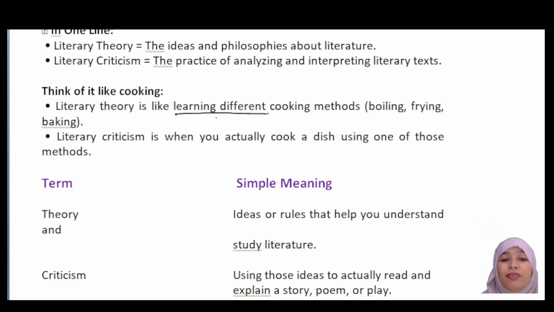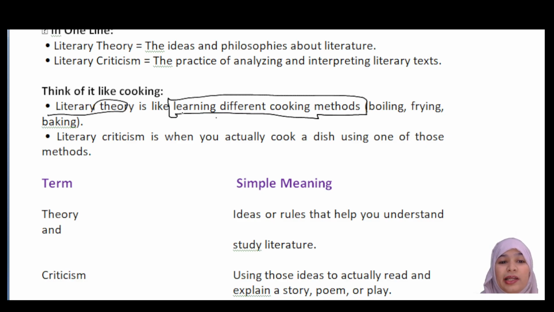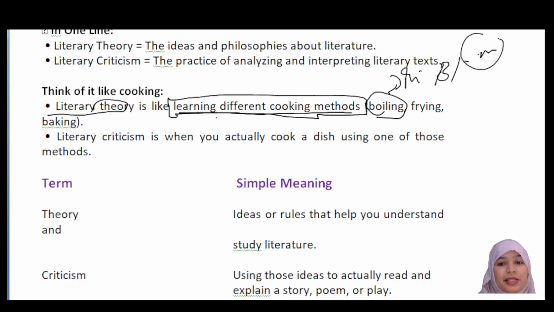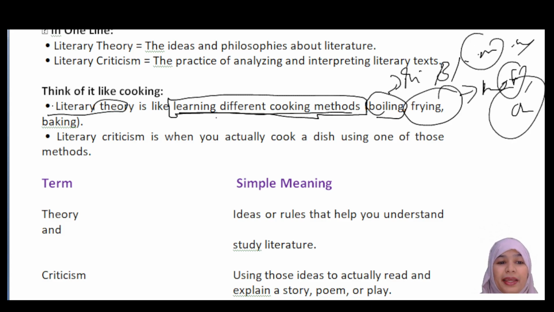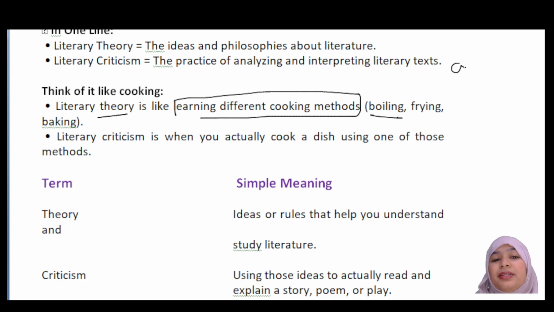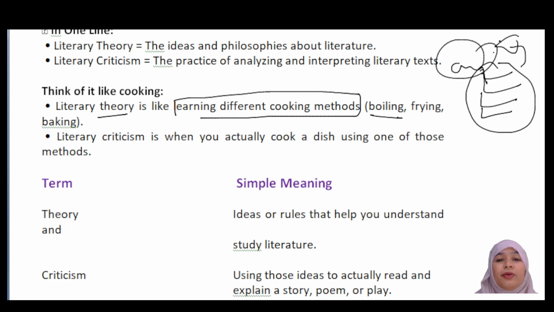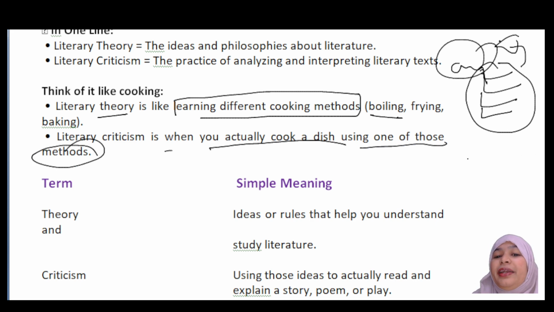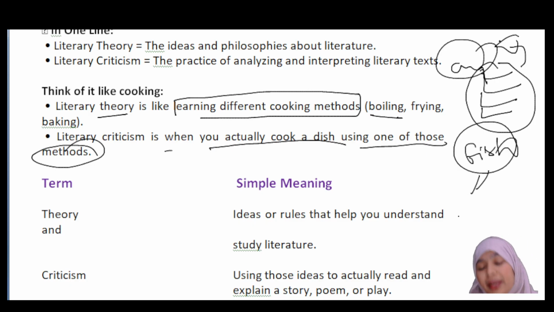Literary theory is like learning different cooking methods. Boiling, how to boil rice, beans, vegetables or grains, and frying, how to fry fish, chicken, and baking, at what time we should bake, how much time we should marinate. So here literary theory is like learning different methods, like boiling. Cooking comes with many things like boiling, frying, baking, washing. These are the methods of literary theory. What about criticism? When you actually cook a dish using one of those methods. If I take a fish, should I make it curry or fry?